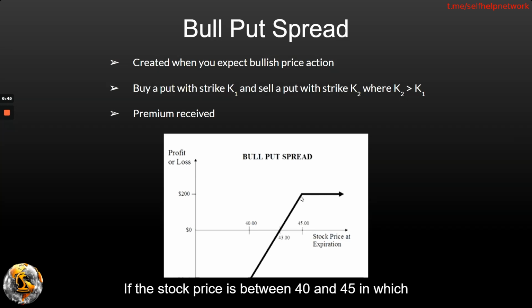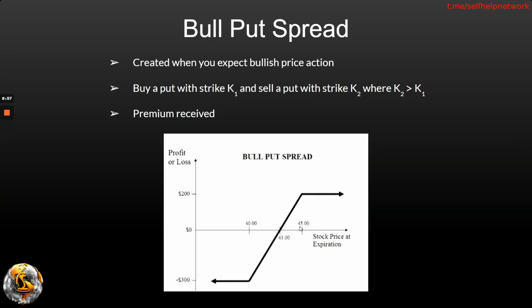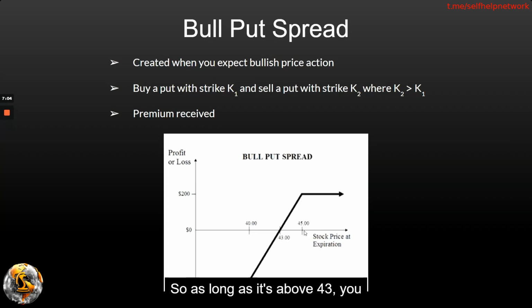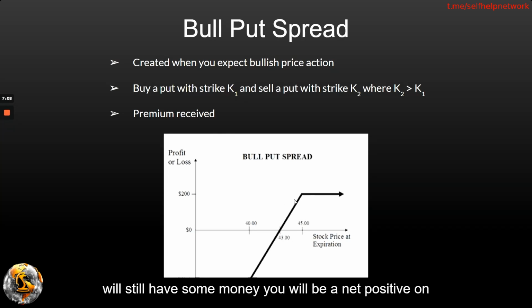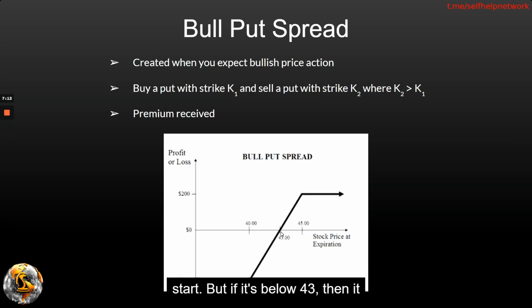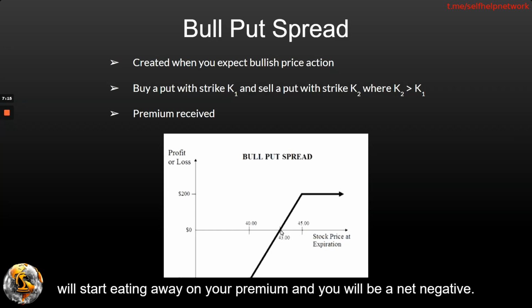If the stock price on expiration is between 40 and 45, the 40 put is going to expire worthless, but the 45 put will have some value. And that value would be 45 minus the stock price. So as long as it's above 43, you will still have some money, you will be a net positive on expiration based on the premium you got at the start. But if it's below 43, then it will start eating away your premium and you will be a net negative.